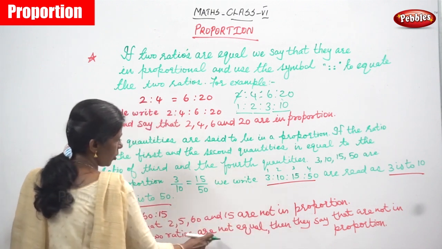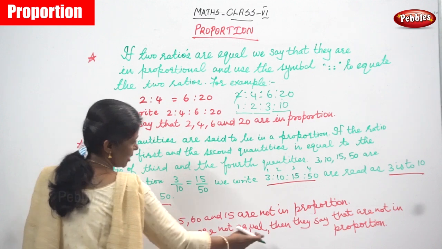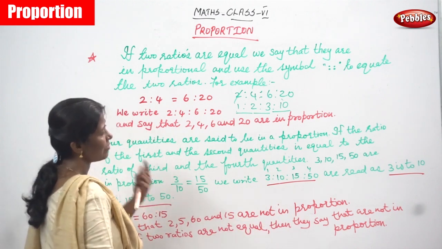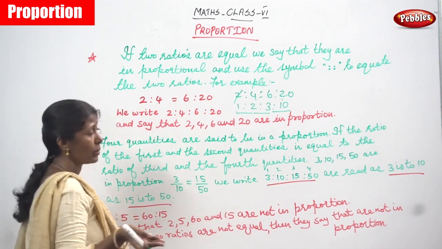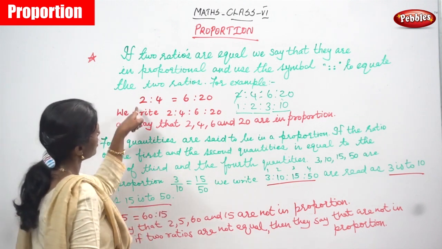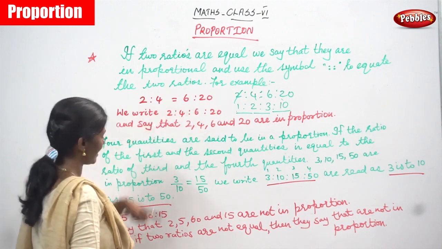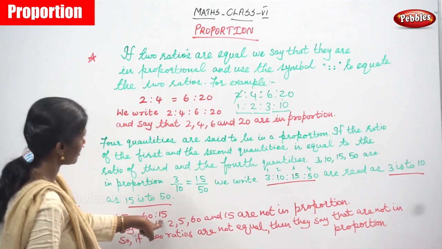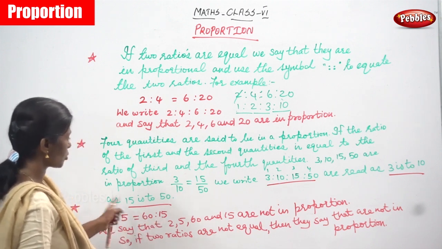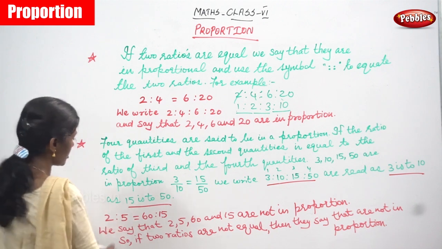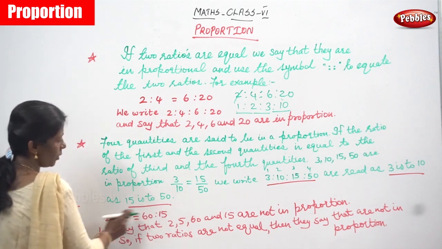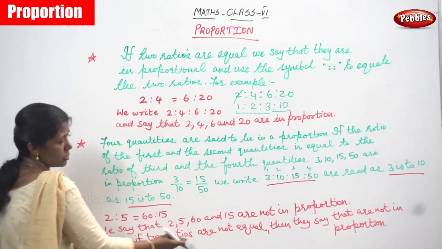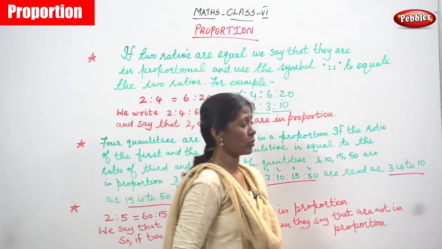If two ratios are not equal, then they are not in proportion. Generally, only if two ratios are equal can we say it is a proportion. See, 2 is to 4 is equal to 6 is to 20. Here 2 is to 5 and 60 is to 15 is not possible, because we can't cancel these numbers. 60 you can cancel, but 2 and 15 you can't. So it is not in proportion. If two ratios are not equal, then they are not in proportion.